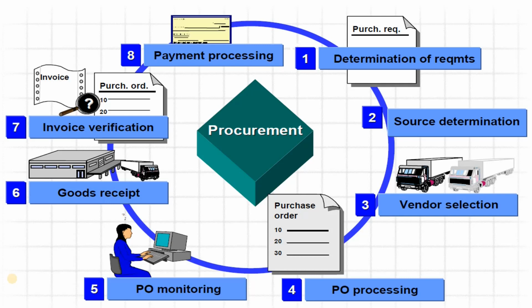Once this is raised, it means that these are the requirements of the materials, whether it could be direct material or indirect material, services, consignment, subcontract, etc. Then we need to determine the source. Source determination is nothing but finding out the vendors.